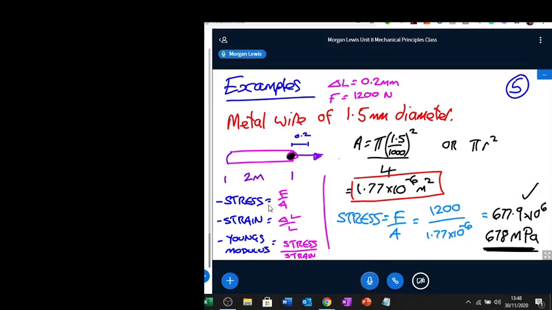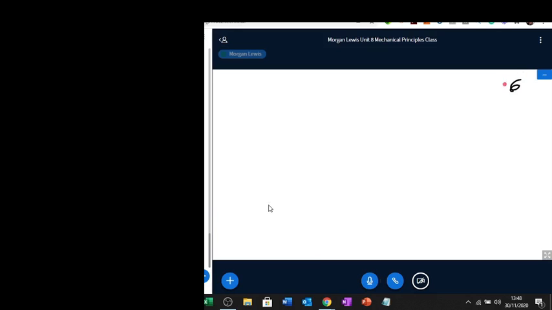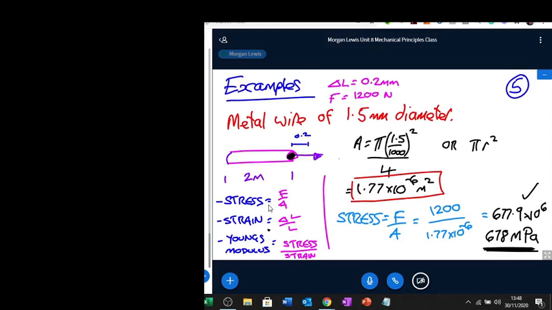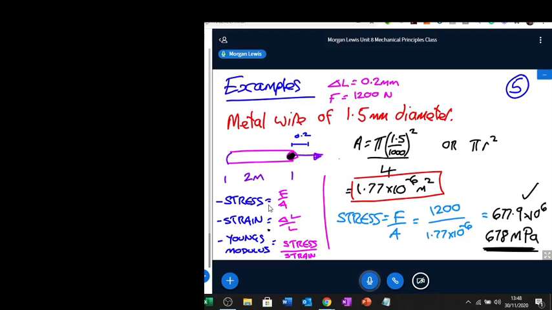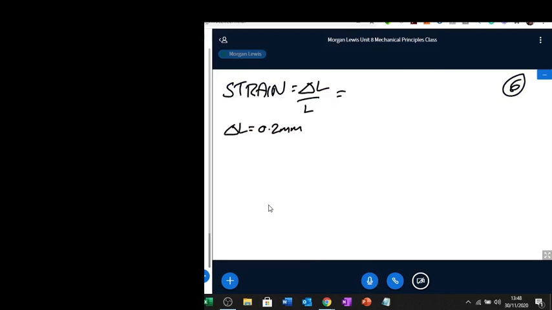Next one is strain. So we know that strain is change in length over original length. So it's 0.2 mil. So this is 0.2 of a millimeter, and the length of the thing is 2 meters. So length is 2 meters.